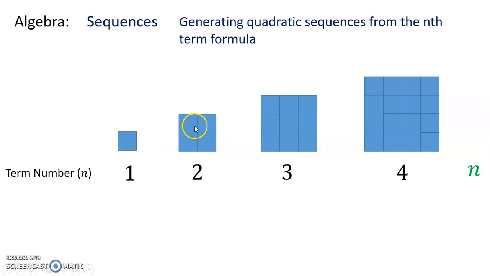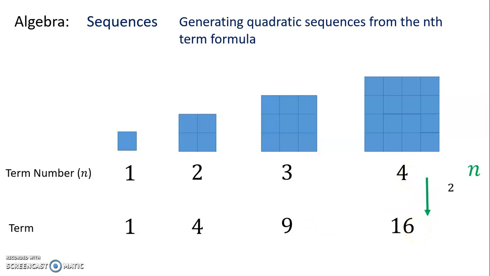Term number 2, 1, 2, 3, 4. Term number 3, 1, 2, 3, 4, 5, 6, 7, 8, 9, and so on. So term number 4 is 16. And those are giving me just the square numbers. Now here, if I wanted the term number to the term rule, you should be able to see that each time I'm squaring the term number to get the term itself. So 1 squared is 1, 2 squared is 4, 3 squared is 9, 4 squared is 16.